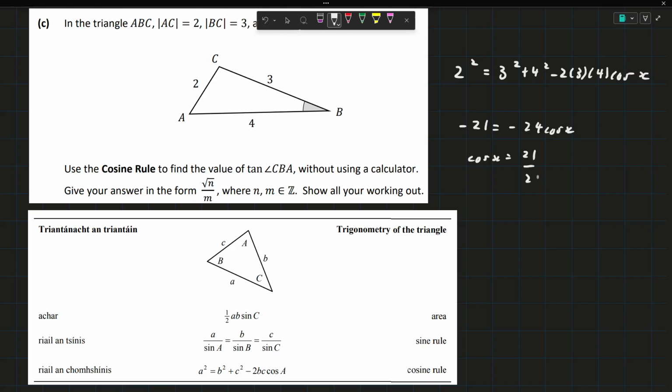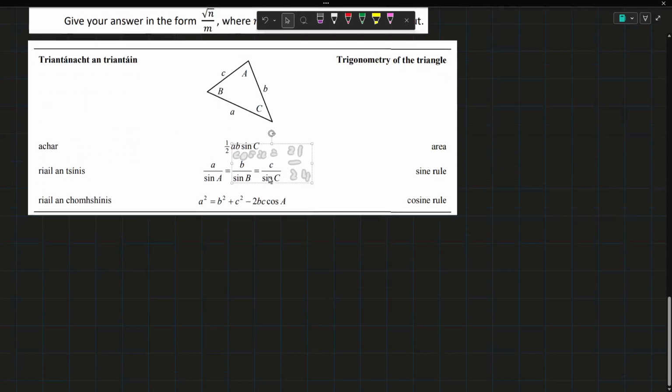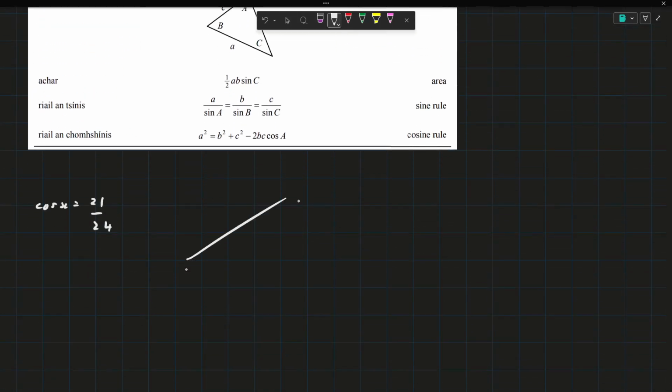Now, you could solve for x and then figure out what tan of x is, except you kind of can't because they want the answer in surd form. So we're going to have to calculate tan very accurately. The way we can do that is we can take this fact and use it to draw a right angle triangle. Let's say this is our angle x here. The adjacent side is 21 and the hypotenuse is 24.